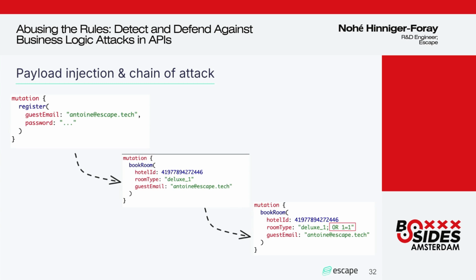We could take the hotel ID room type from what I presented before, inject the guest email, and then boom, we modify the request that was legitimate and successful, and just try to inject stuff in this legitimate request, which is much more likely to get deep into the API and actually find stuff.